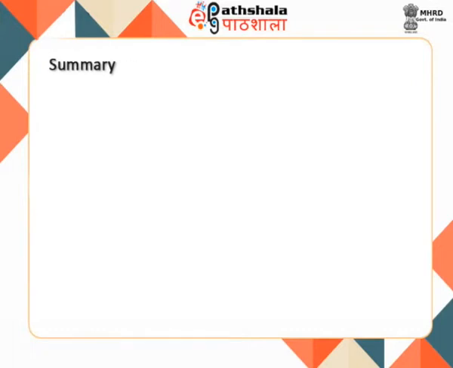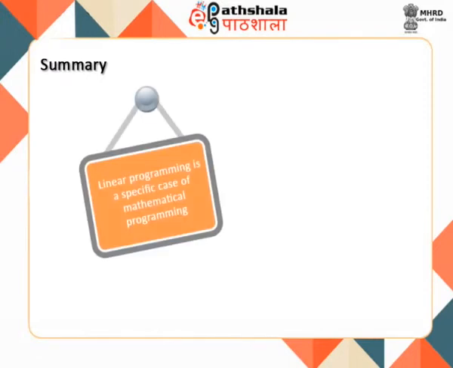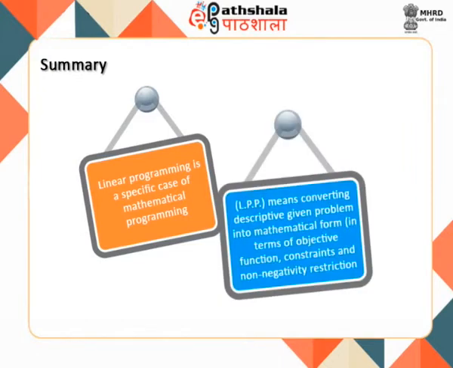In this module, we have learnt about the formulation of linear programming problem. Linear programming is a specific case of mathematical programming or mathematical optimization. A general linear programming problem consists of objective function, constraints, variables, and non-negativity restriction. We also learnt the assumptions on which linear programming is based and its mathematical formulation, that is, how it converts a descriptive given problem into mathematical form in terms of objective function, constraints, and non-negativity restriction.